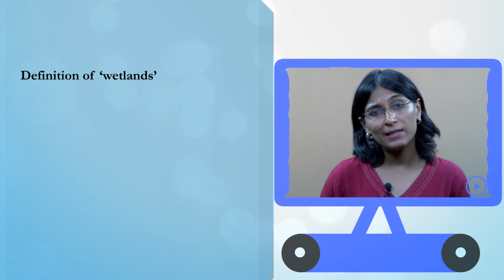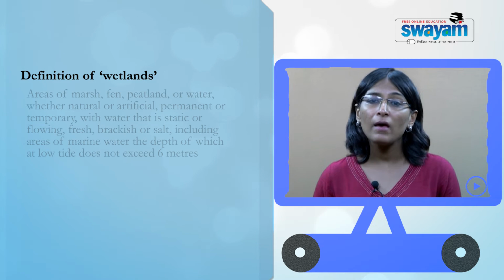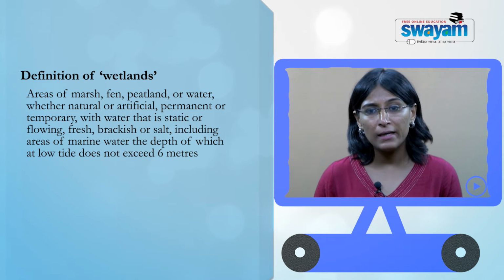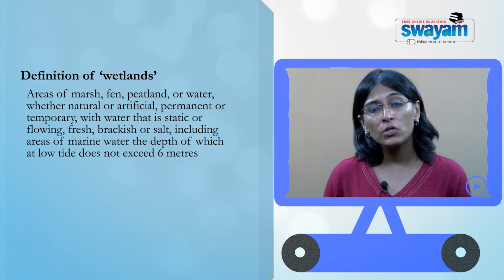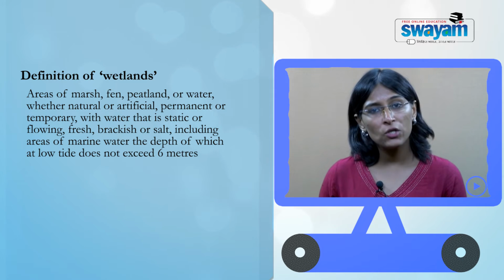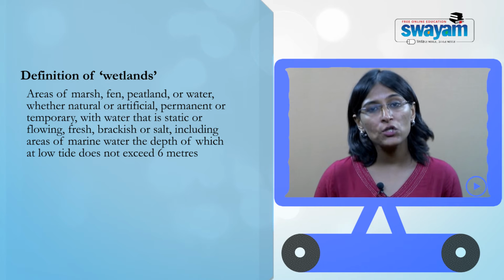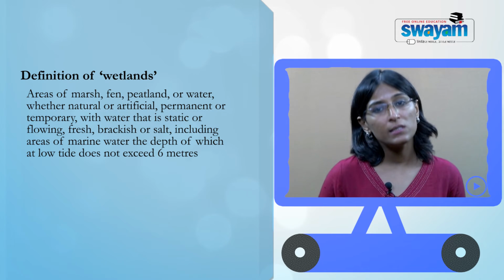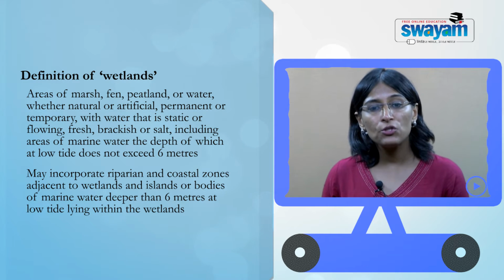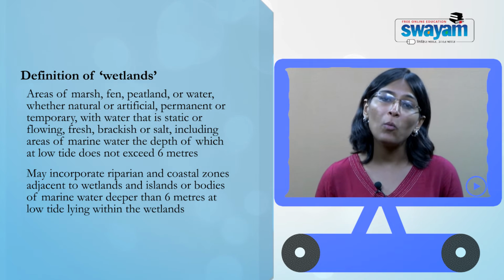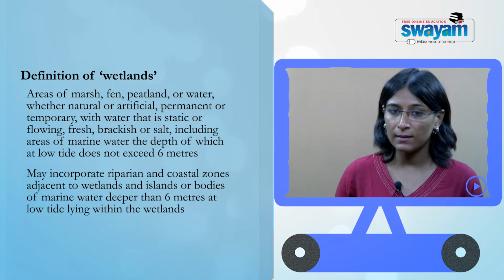The definition of the wetlands under the convention is important to understand. It defines wetlands as areas of marsh, fen, peatland or water, whether natural or artificial, permanent or temporary, with water that is static or flowing, fresh, brackish or salt, including areas of marine water, the depth of which at low tide does not exceed 6 meters. It may incorporate riparian and coastal zones adjacent to wetlands and islands or bodies of marine water which are deeper than 6 meters at low tide lying within the wetlands.